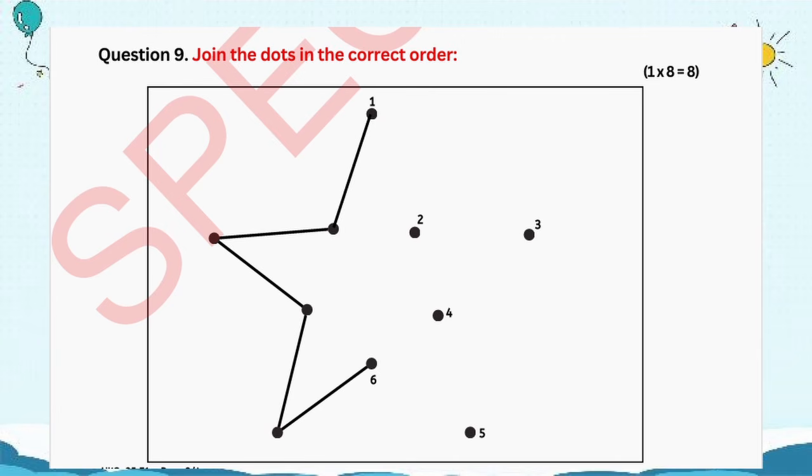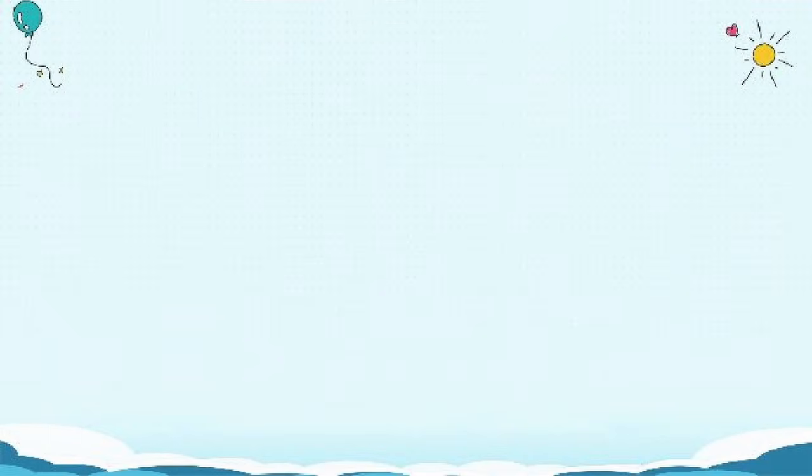Question 9. Join the dots in the correct order. You would start with the dot labeled 1, then connect it to the dot labeled 2, then to 3, and so on, following the sequence of the numbers. The image shows the beginning of the sequence, with the dots connected from 1 to 2 to 3 to 4, and then from 4 to 6. You would continue this pattern until all the numbered dots are connected.